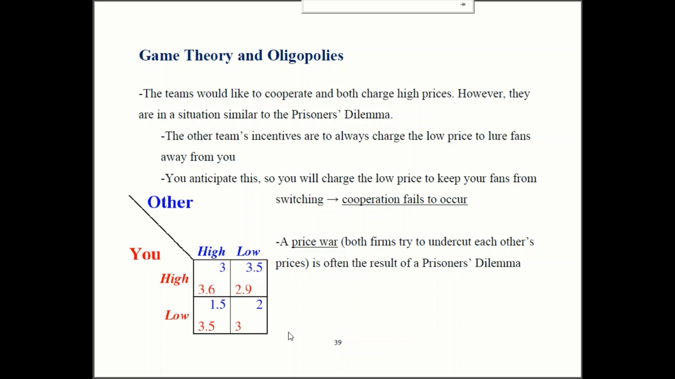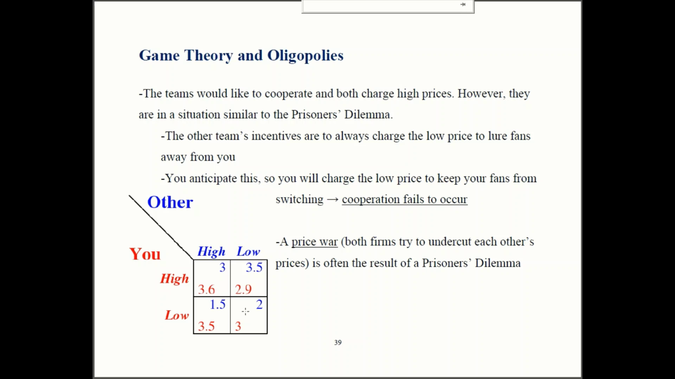This is another prisoner's dilemma style situation. It's not quite exactly a prisoner's dilemma. For a prisoner's dilemma, both sides have dominant strategies. Here only one side has it, but it's still very similar in the spirit of the prisoner's dilemma. So again, you'd like to collude. You'd like to have an agreement where you both charge a high price, but you can't collude. And the incentives are, for each team, when they follow their own incentives, it's both charge the low price.